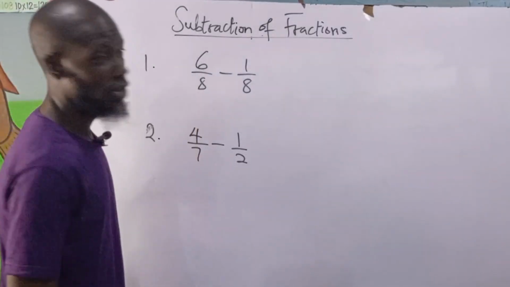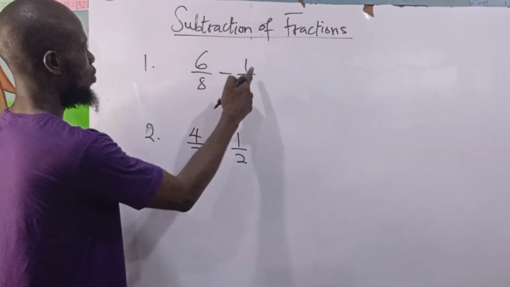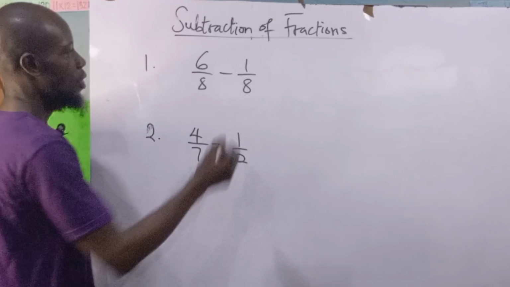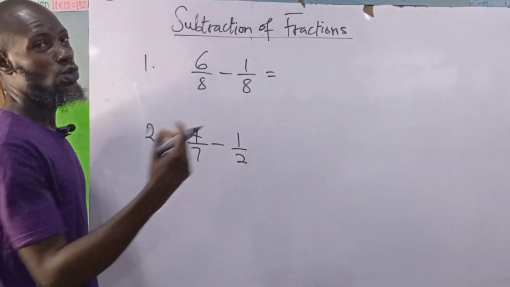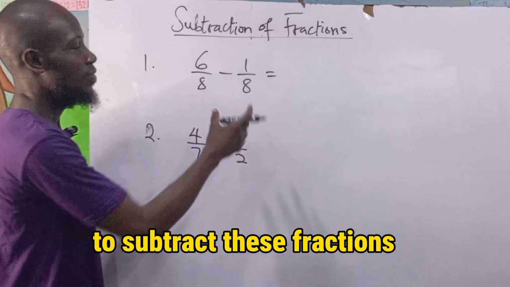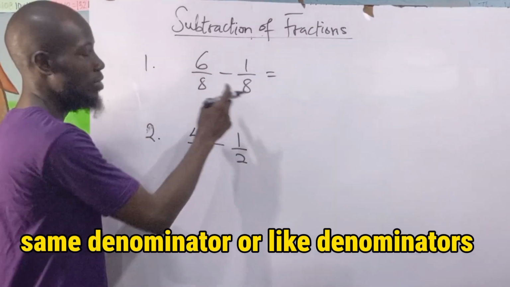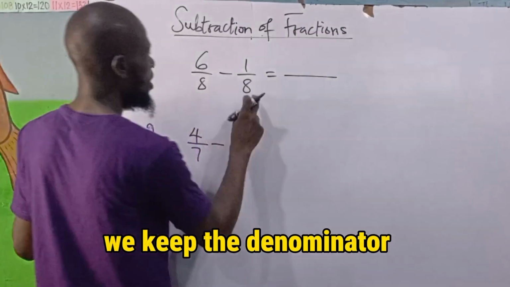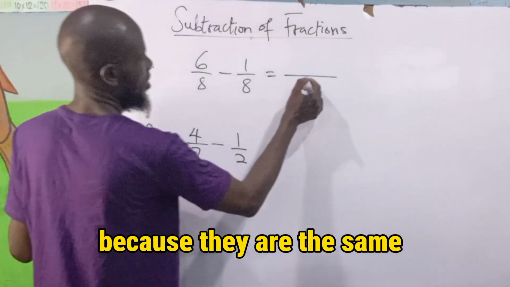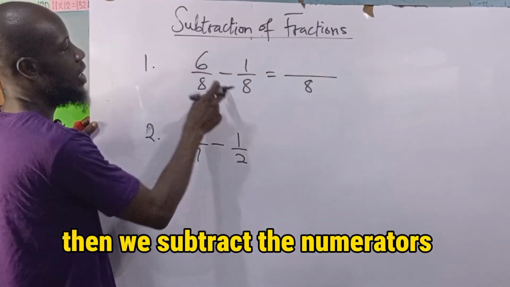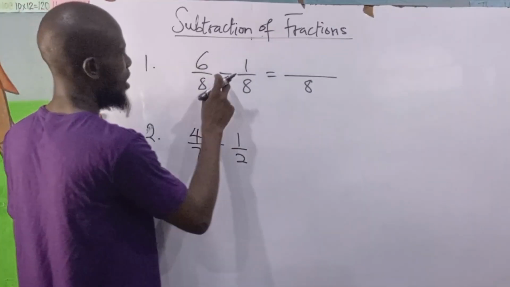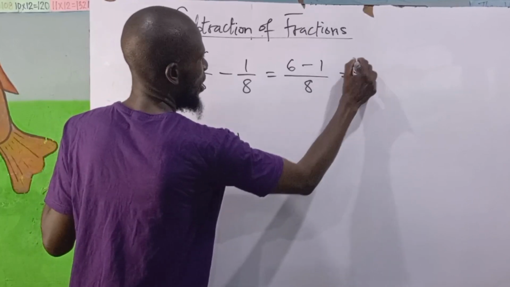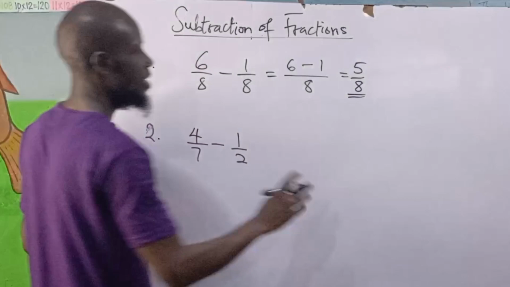Now, for the first question, we have 6 over 8 minus 1 over 8. Here we can see we have the same denominator, so it is very easy to subtract these fractions because we have like denominators. In this case, we keep the denominator because they are the same, then we subtract the numerators. 6 minus 1 is equal to 5 over 8, and that is the answer.